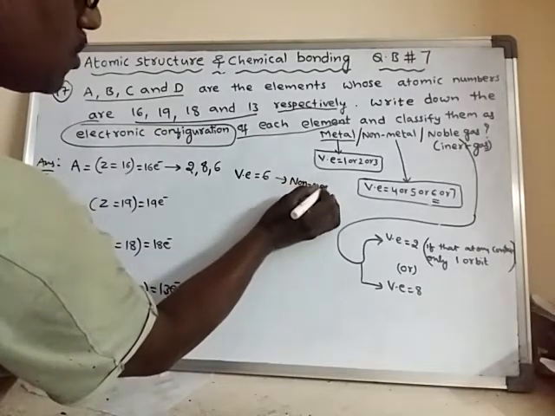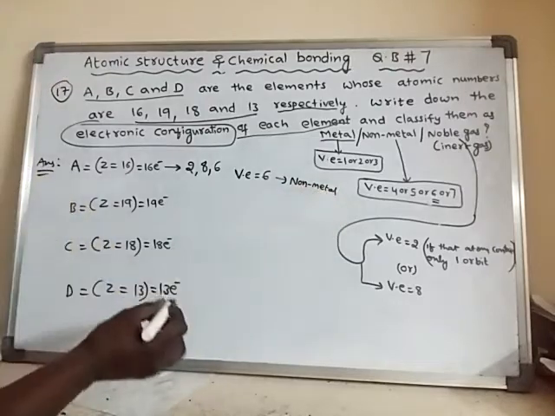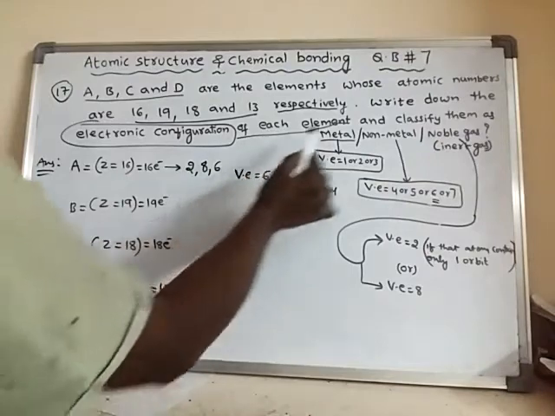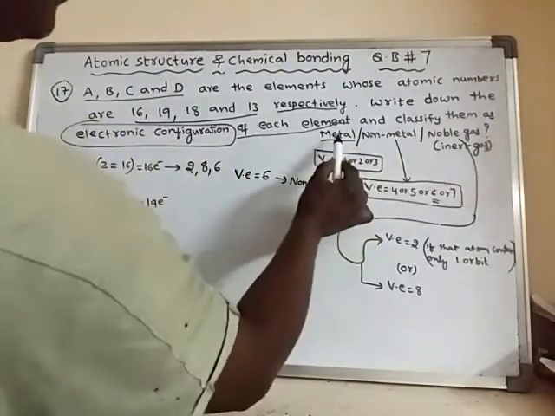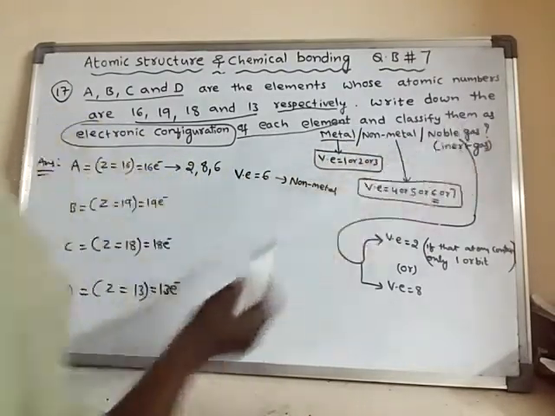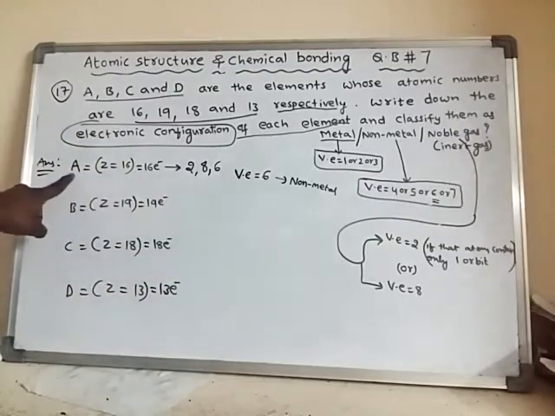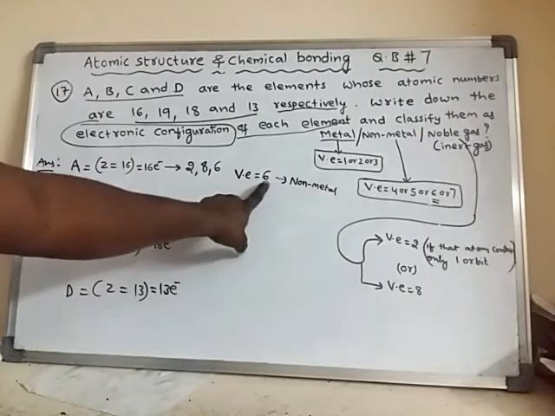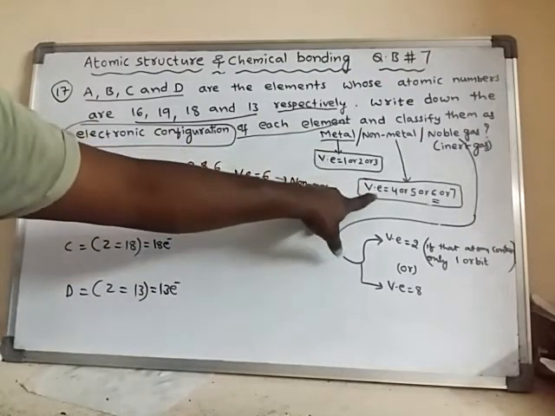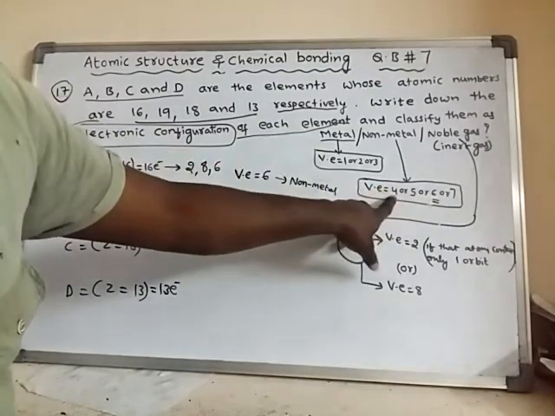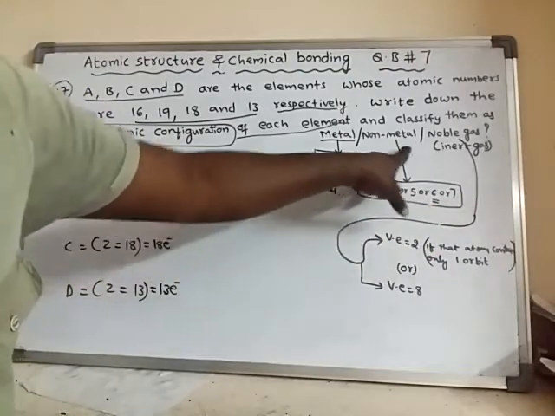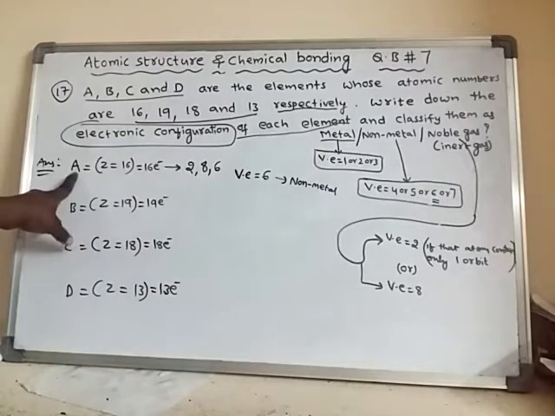We have to write down the electronic configuration of each element and classify them as either metal, non-metal or noble gas. So A can be classified under non-metal because its valence electrons are 6. When any element has valence electrons of 4, 5, 6 or 7, then that element belongs to non-metal. Hence, element A is a non-metal.